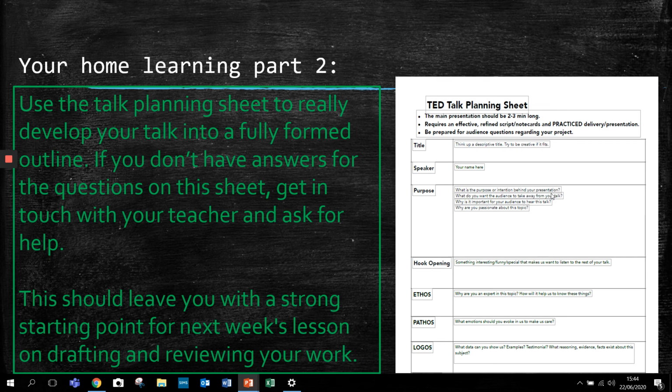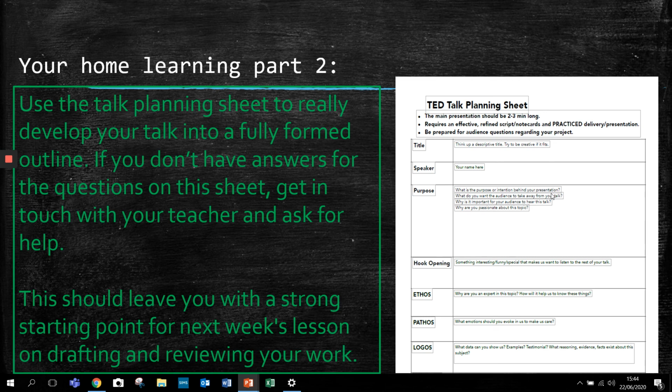This doesn't need to be done in a heap of detail. We're going to be fleshing it out next week. But this is the basics, okay, the real basics, so that you can come in next week with something with a little bit more purpose, okay?